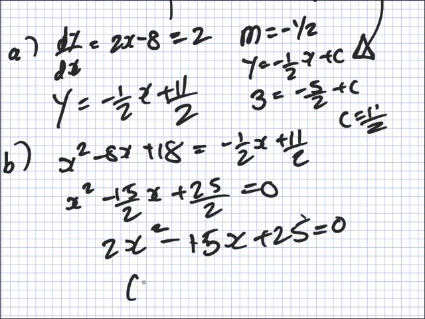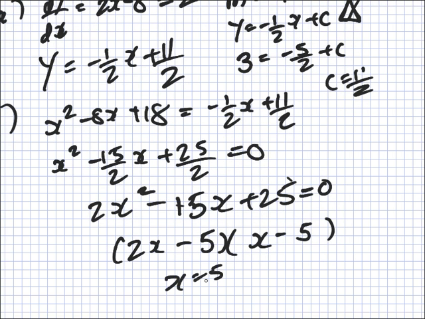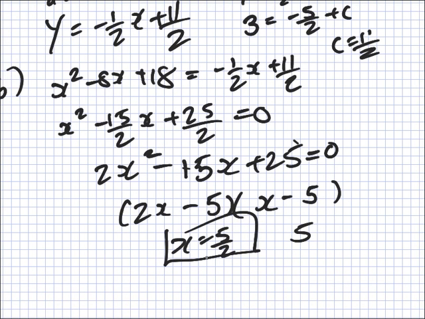So obviously it's going to be a 2x, an x, 5 and 5, I think. I want minus and minus. So x is 5 over 2 or 5. Well, which one is it? It's this one, isn't it? If I sub that in, what do I get for y? Do I need y? No, actually, they just want the x.